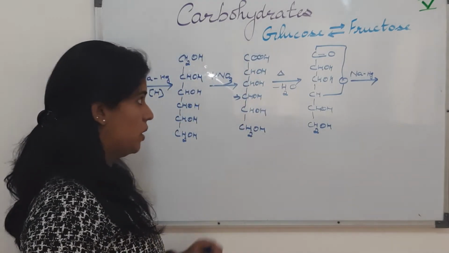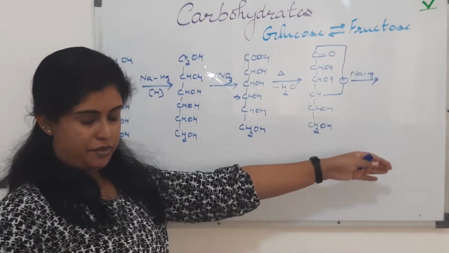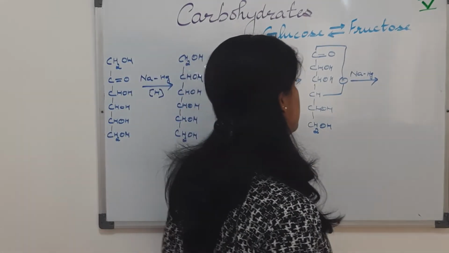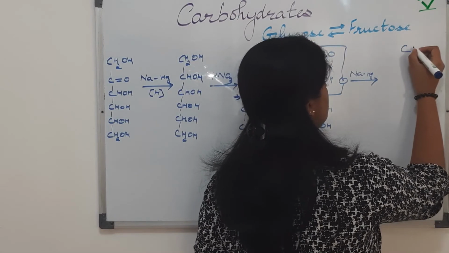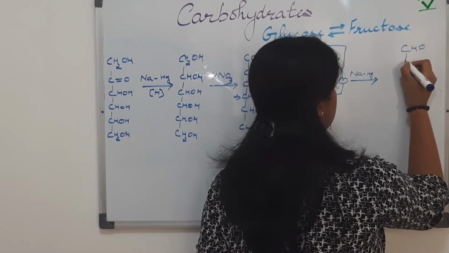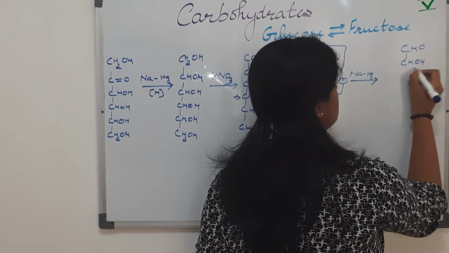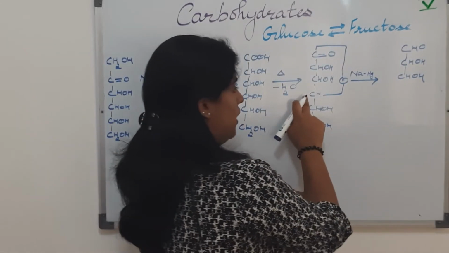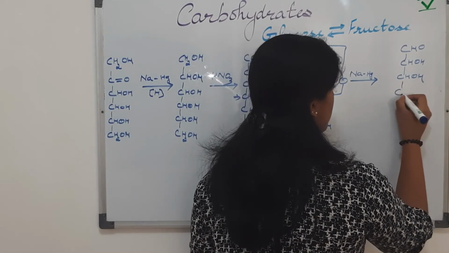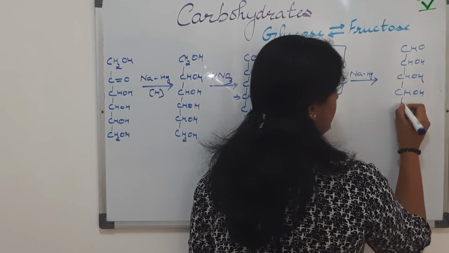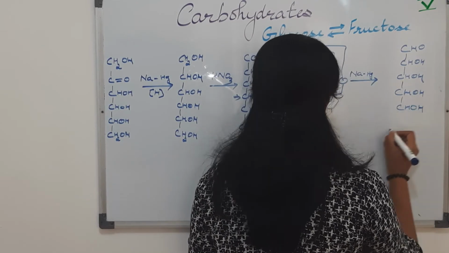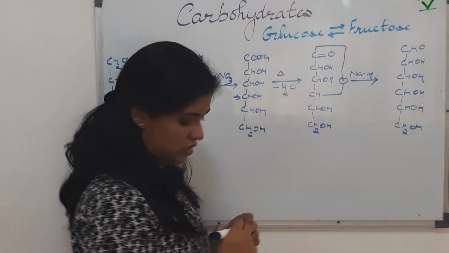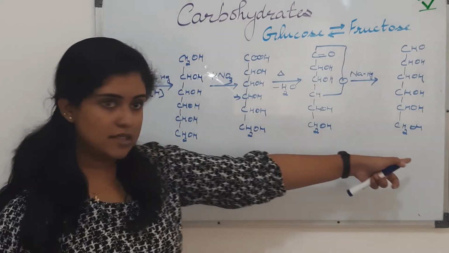And in the last step, we again treat this with sodium amalgam. I started with sodium amalgam, I end with sodium amalgam. What happens is the lactone opens up and that gets converted to an aldehydic unit. So we have CHO, CHOH. Then the next one is CHOH. Then the gamma one, that also gets converted to CHOH. Then there is one more CHOH. And finally the CH2OH unit. Clear?